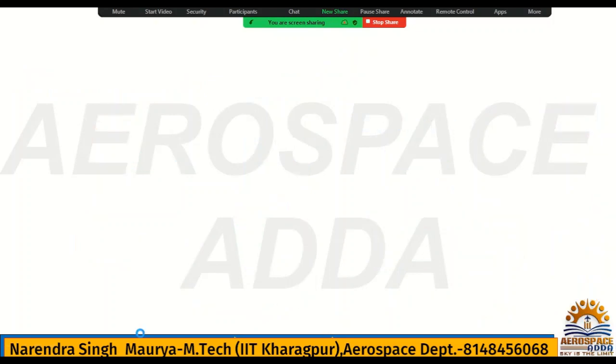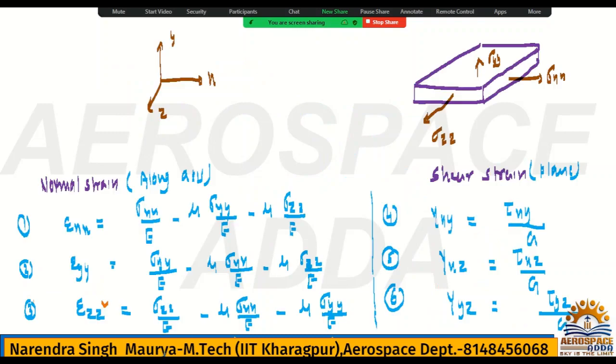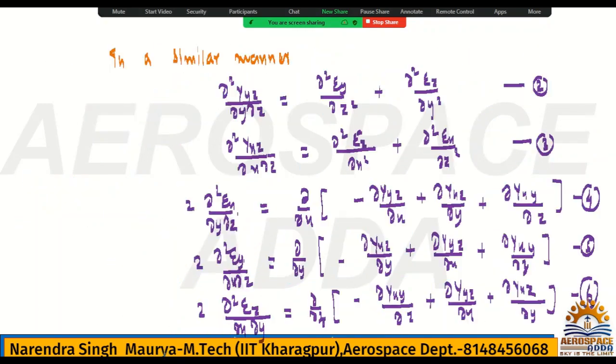So strain displacement, so epsilon x will be there, epsilon y will be there, epsilon z will be 0, gamma xz will be 0, gamma yz will be 0. Epsilon x, epsilon y and gamma xy will be there. We will have only 3.